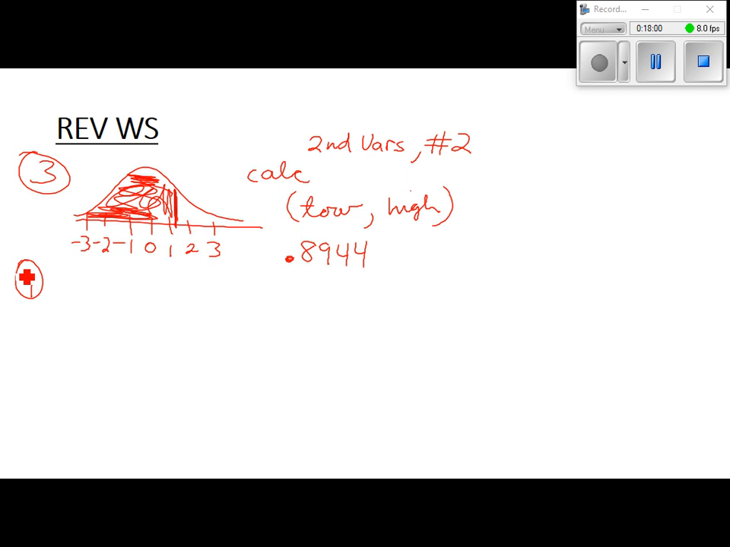Next one says to the left of -0.5. So that'd be somewhere right in here, and we went to the left. So what would our high limit or our low limit be this time? -0.5. Be careful, we went to the left. So the low limit is -10,000 and the high limit is -0.5. And it's a z-score, so that's all we have to put in. What's that give us? 0.308.